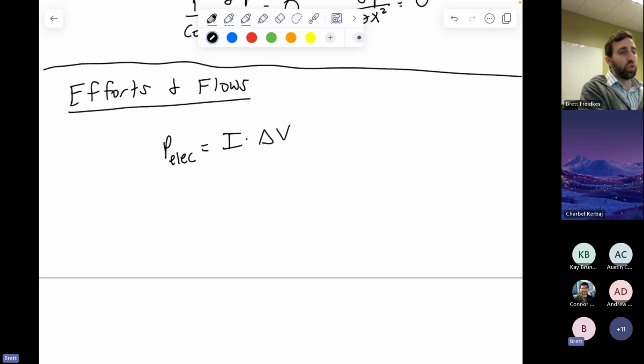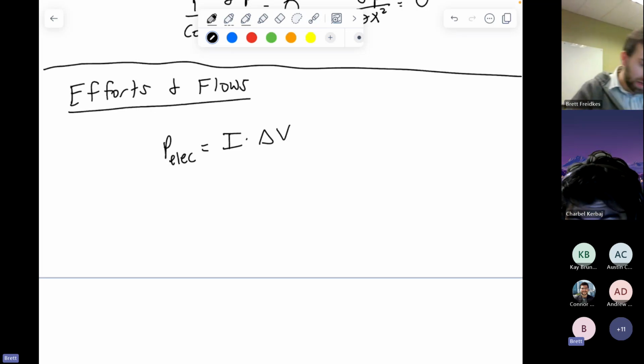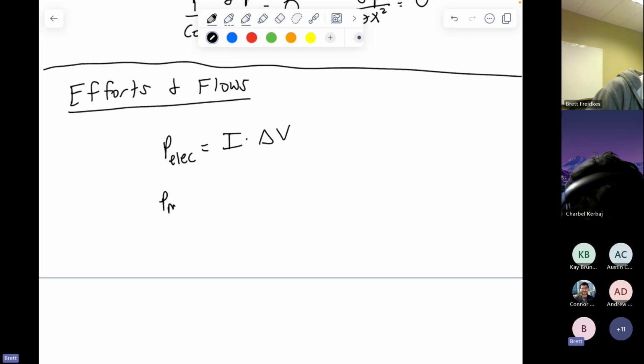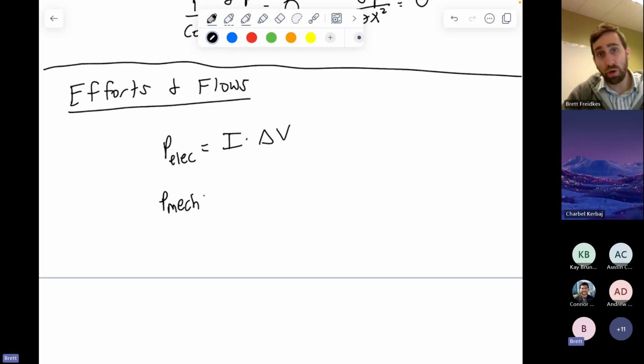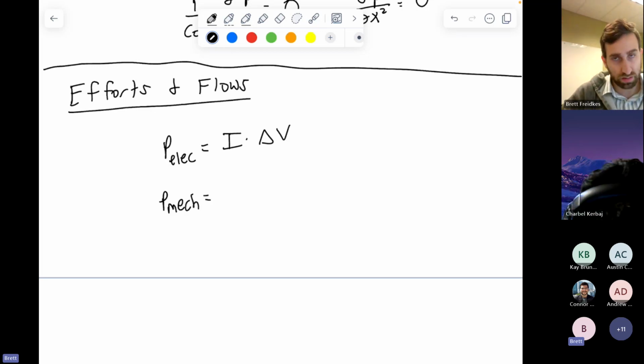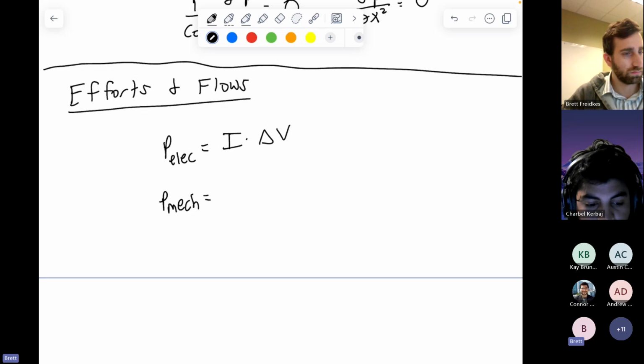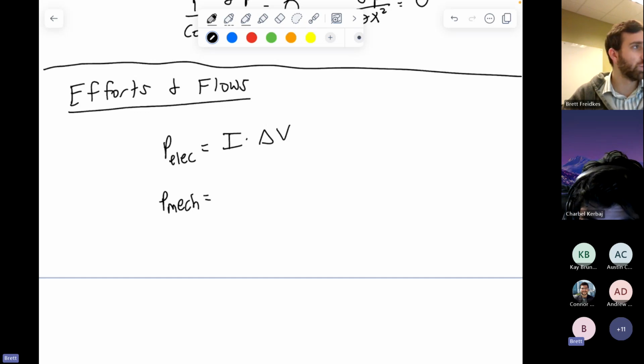Now, if we go to the mechanical domain, what is power? Think back to physics 1, or maybe another class. Machine design might do it. What's power for mechanical? I see Mikhail typing, and Charbel. I see T times W. What's T times W referring to? Torque?